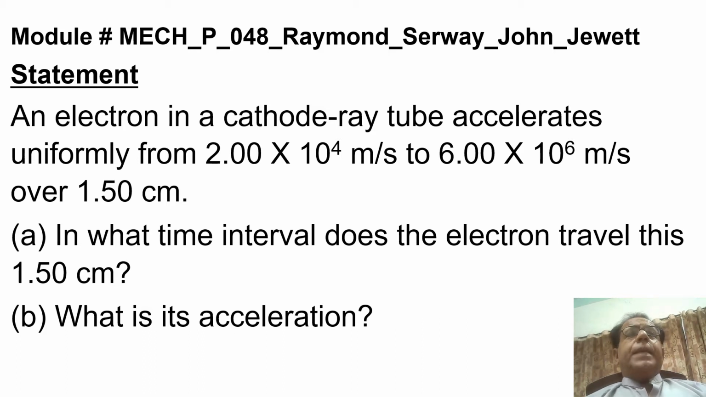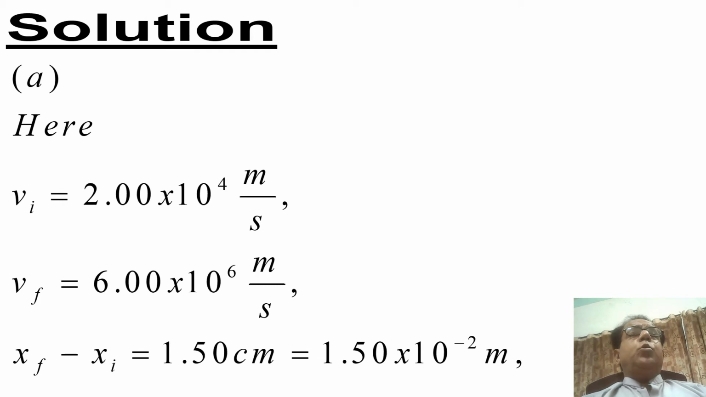Part A. In what time interval does the electron travel this 1.50 centimeter? Part B. What is its acceleration? Solution of part A. Here, initial velocity Vi is equal to 2.00 × 10^4 meter per second. Final velocity Vf is equal to 6.00 × 10^6 meter per second.